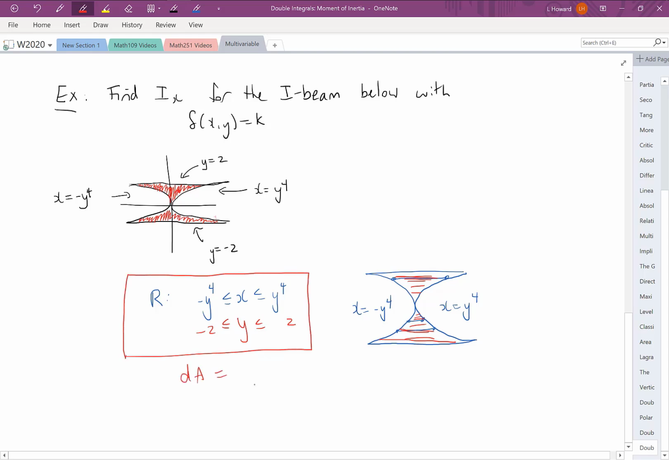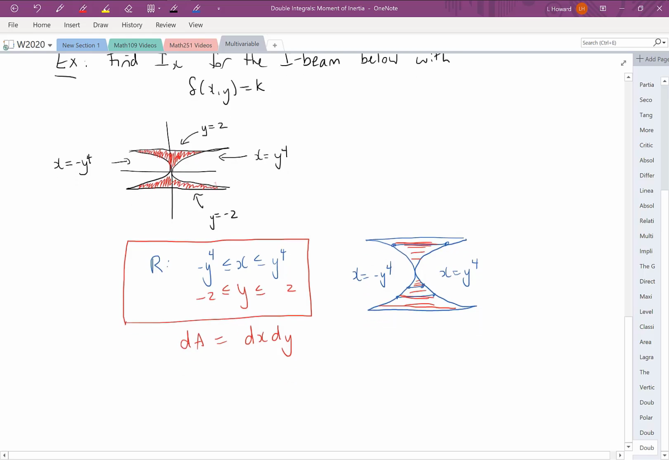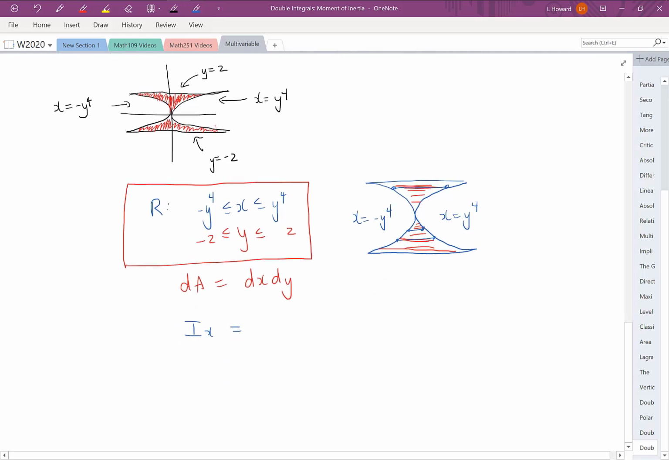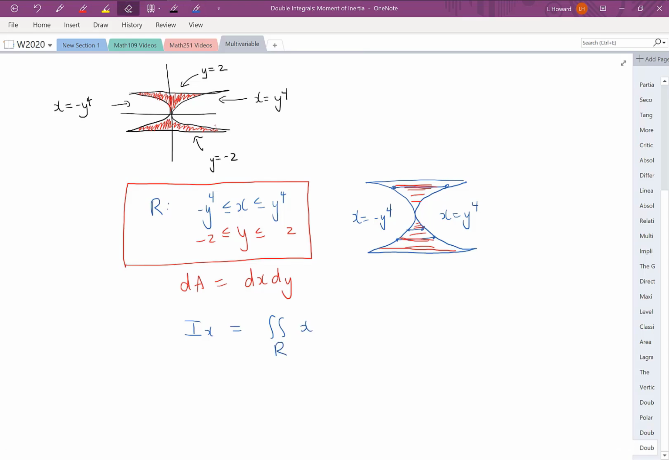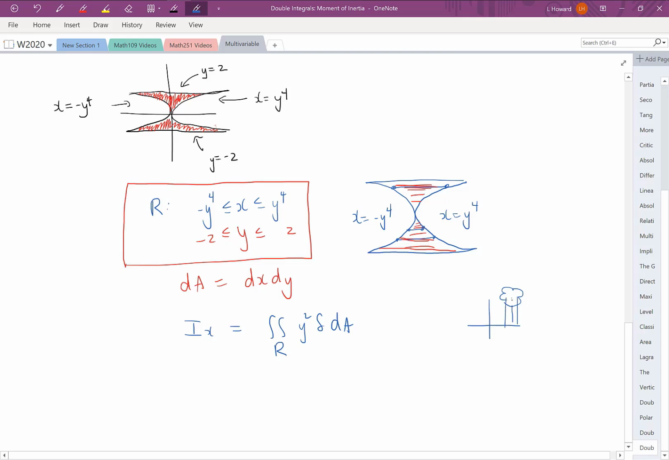And because we're doing horizontal slices, dA should be dx dy. We think about our x coordinate first and then our y coordinates. All right, so that's a description of how to actually set up our double integral. And then let's think back to our formula for a moment of inertia about the x-axis. So it's going to be the double integral over our region R of y squared delta dA. So just a quick reminder here that when you're doing moment of inertia about the x-axis, it's the distance squared to that axis that you care about, and the distance squared is actually given by the value y squared. So when you're doing I sub x, you see y squared coming up in that formula.